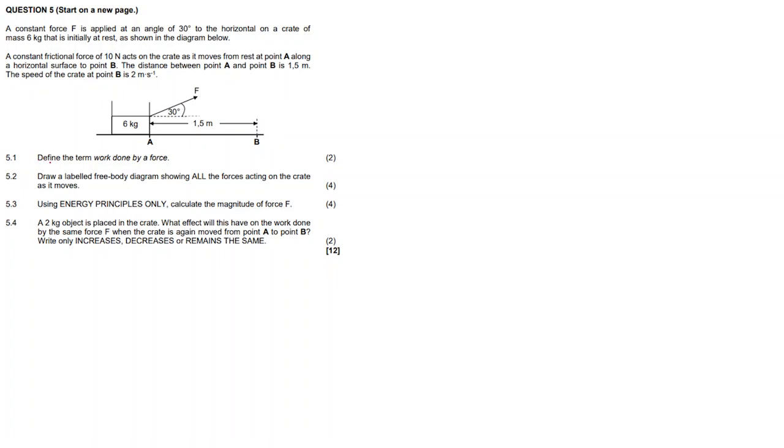Question 5.1. Define the term work done by a force. So this is yet again another definition, so if you just learn it, it's easy 2 marks. The definition is that the work done on an object by a constant force F is F times delta x times cos theta, where F is the magnitude of the force, delta x is the magnitude of the displacement, and theta is the angle between the force and the displacement.